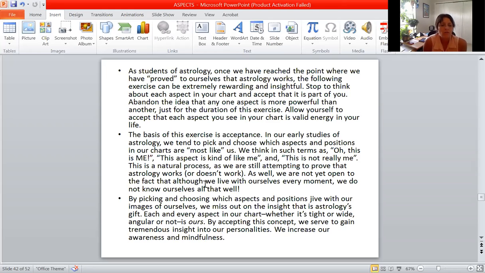In our early studies of astrology, we tend to pick and choose which aspects and positions in our chart are most like us. We think in such terms as, oh, this is me.